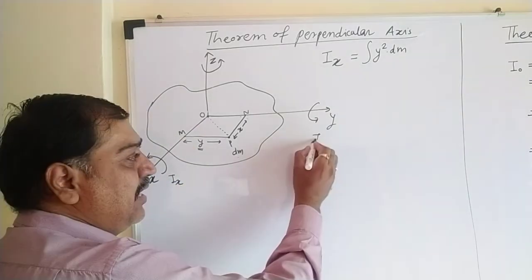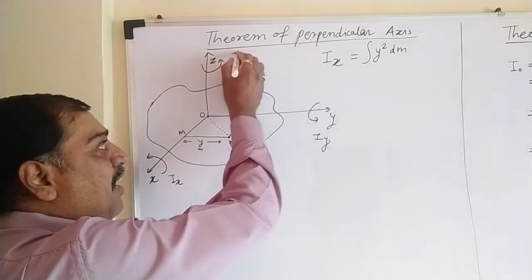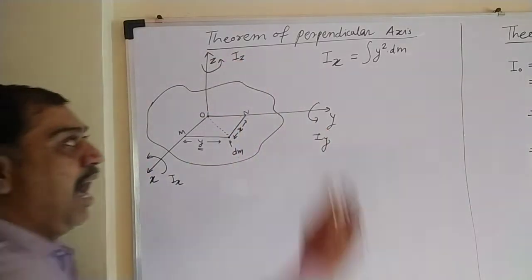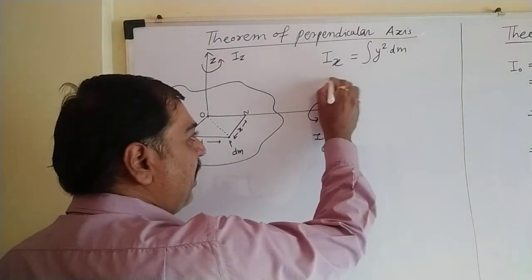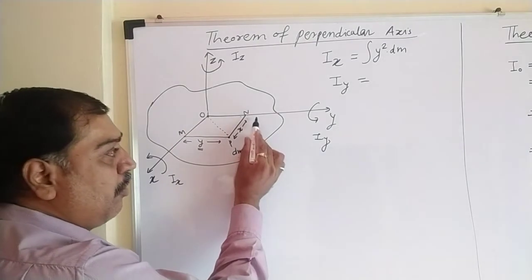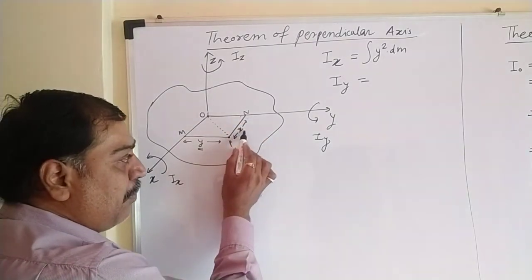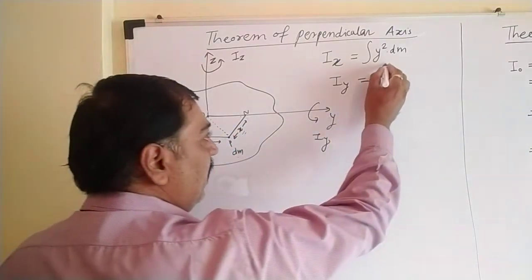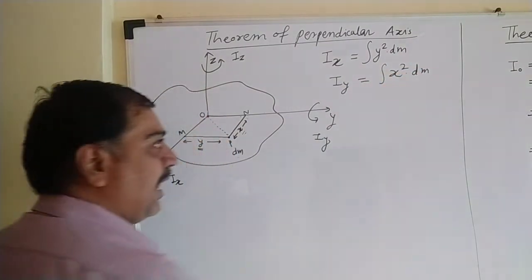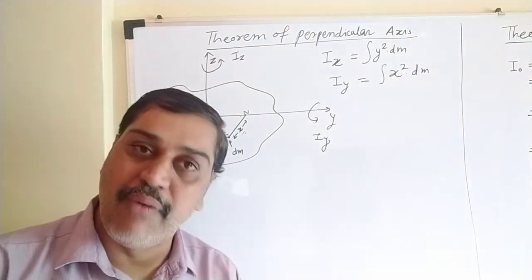About the y axis, it is suppose I suffix y, and about the z axis I suffix z. So Ix we have found out. Similarly, you can write Iy, the moment of inertia about the y axis. The distance is x, so it is the integration of x square dm. That is the moment of inertia about the y axis.